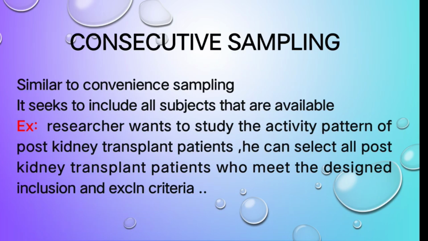So hence it is known as a purposive sampling technique. Next is consecutive sampling technique. It is similar to convenience sampling. It seeks to include all the subjects that are available.